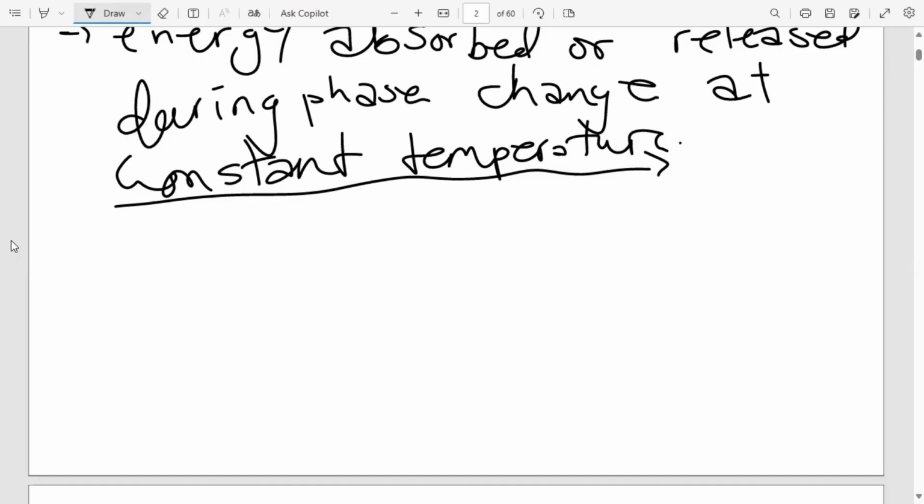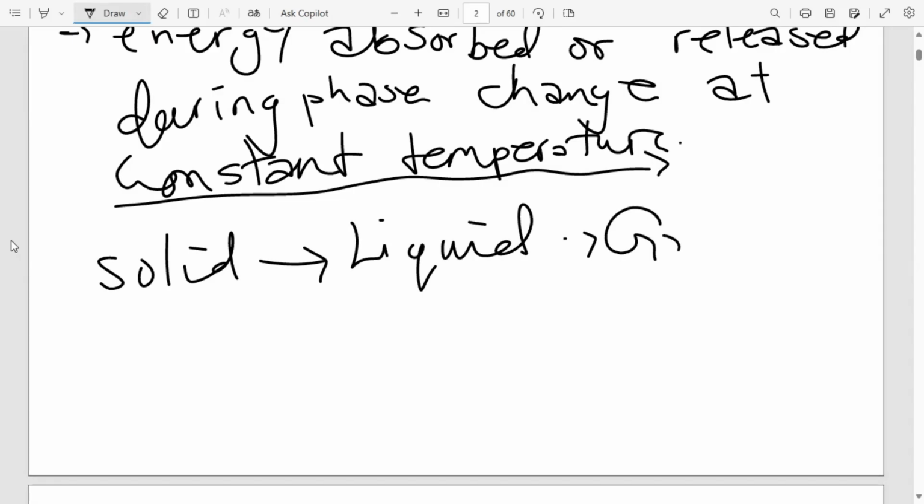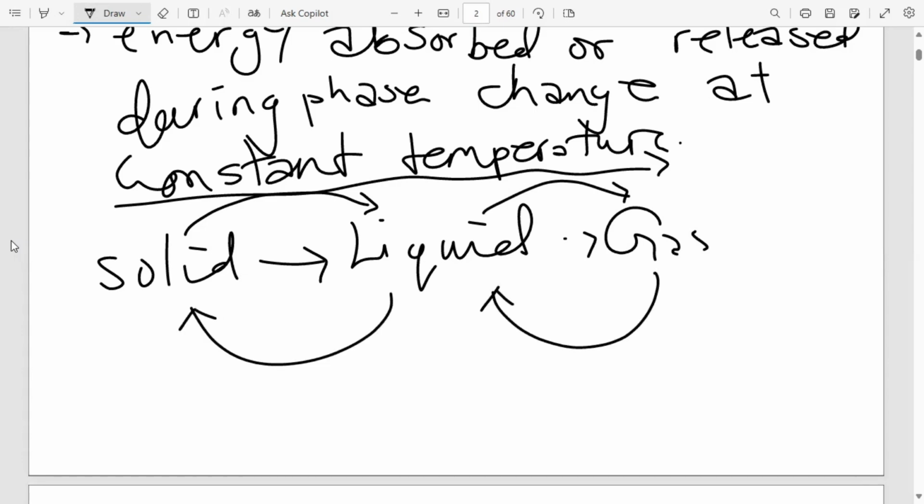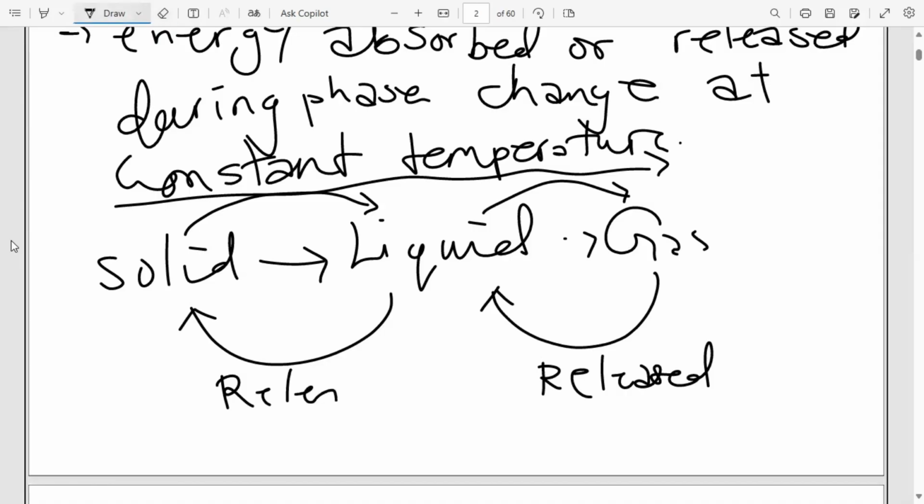And if we have these phases, we say there is solid, there is liquid, and a gas. Let's notice that you can change a solid to a liquid, and you can also change a liquid to a gas. Whilst also you can change a gas to a liquid and a liquid to a solid. So here energy is released. Whilst on the top part, the opposite is happening.